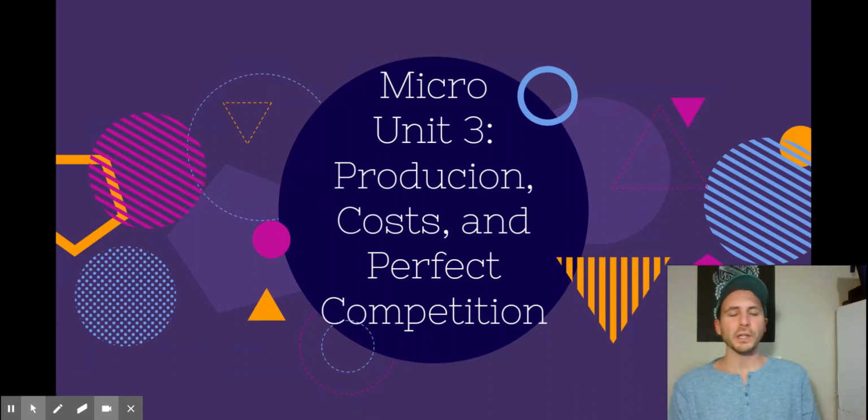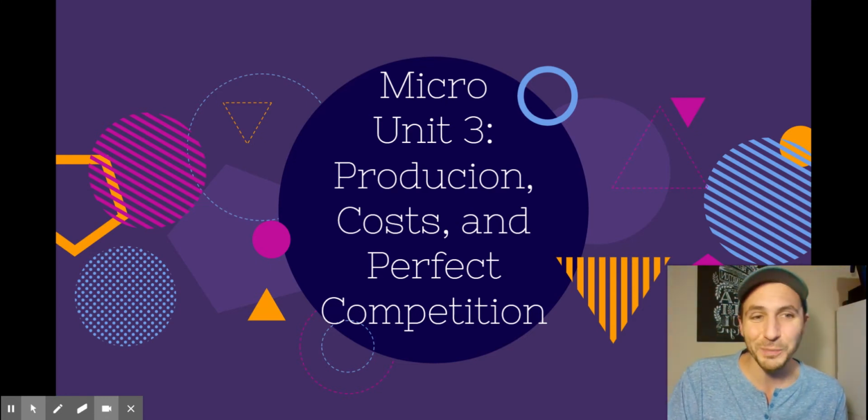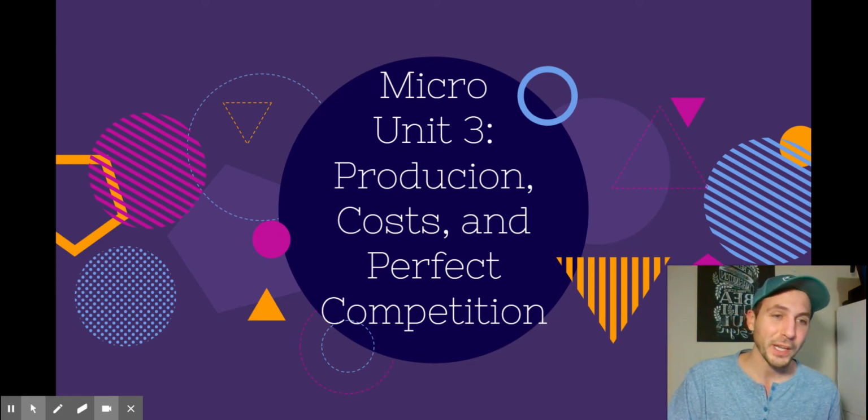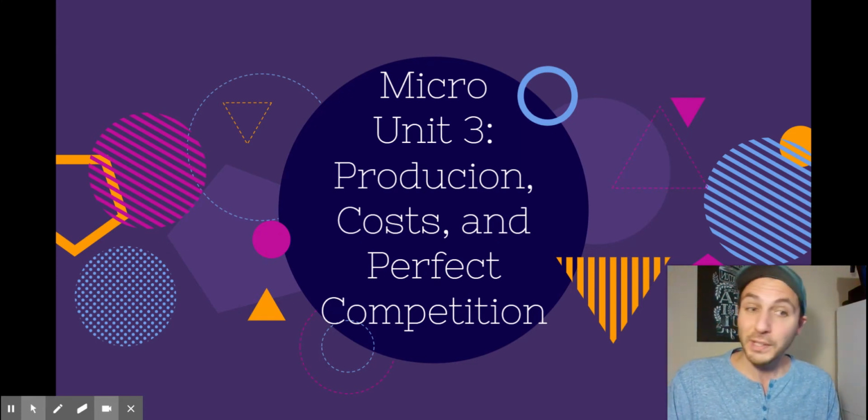We're talking production, cost, and perfect competition. This is where fives and fours are earned. It's Micro Unit 3. We're going to hit all of the biggest concepts, including what your most likely FRQs are going to be. So let's dive right in.